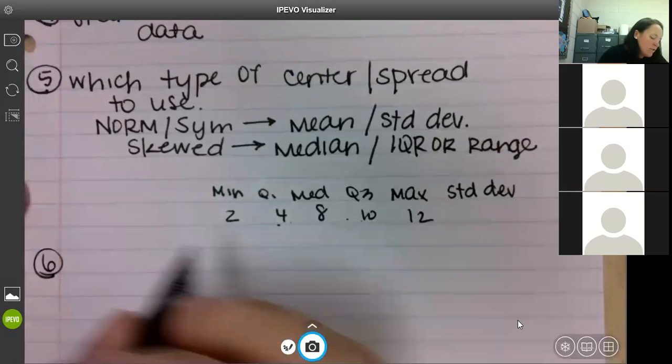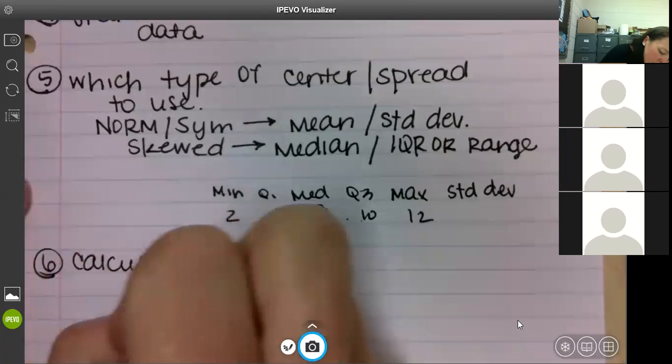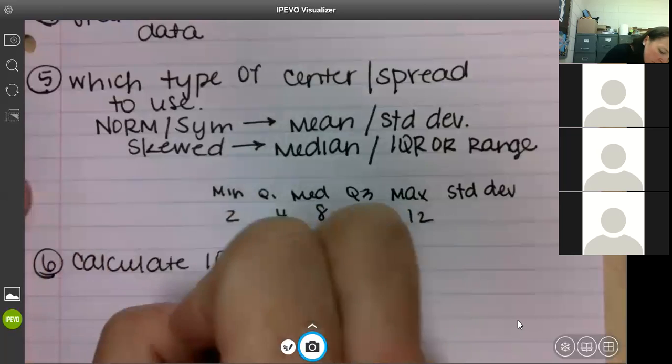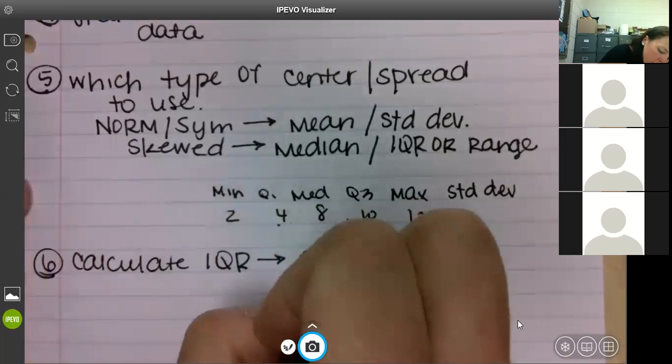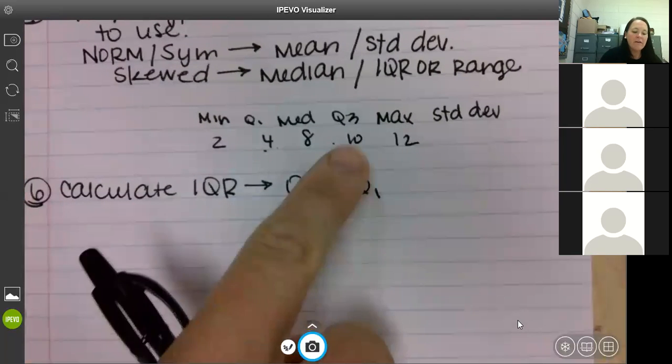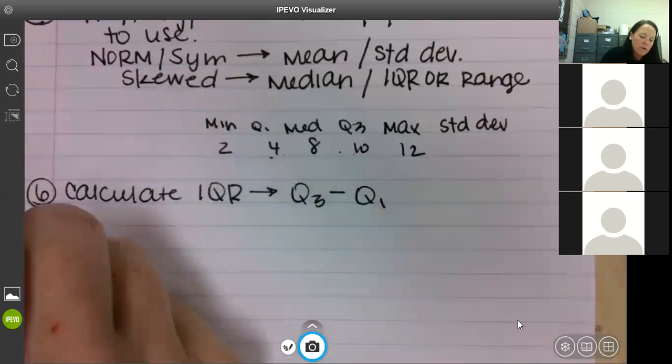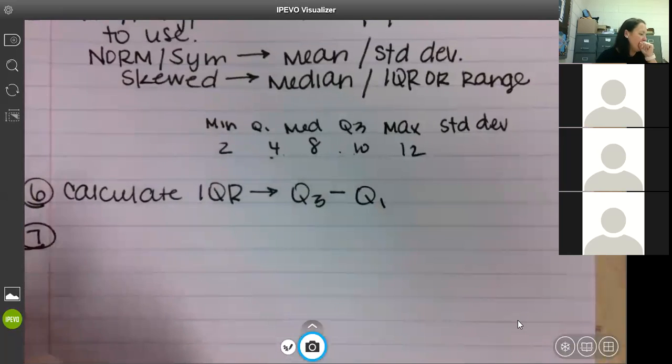The sixth thing you need to do is be able to calculate IQR. How do you calculate IQR? Q3 minus Q1. And you can find that on the calculator, or if they gave you this, 10 minus 4. Okay, really simple. But you do need to know how to calculate that.